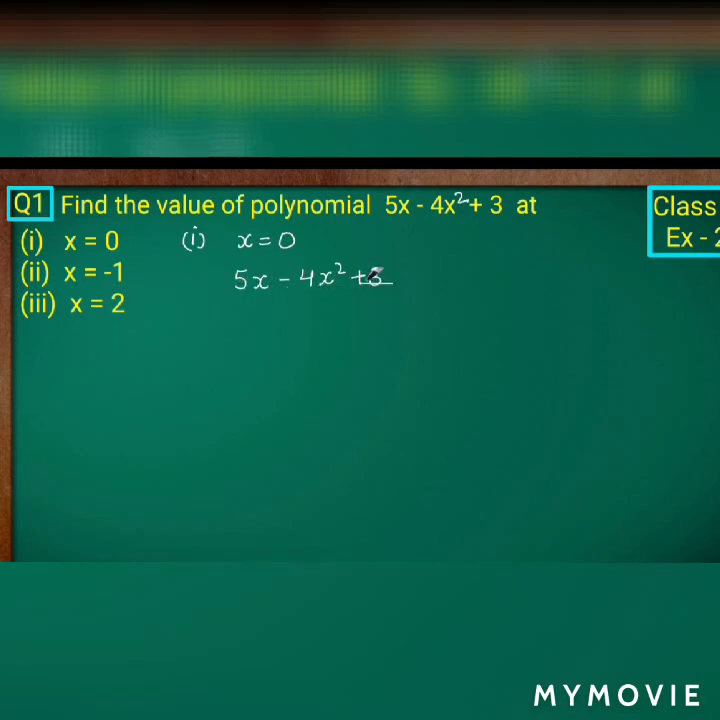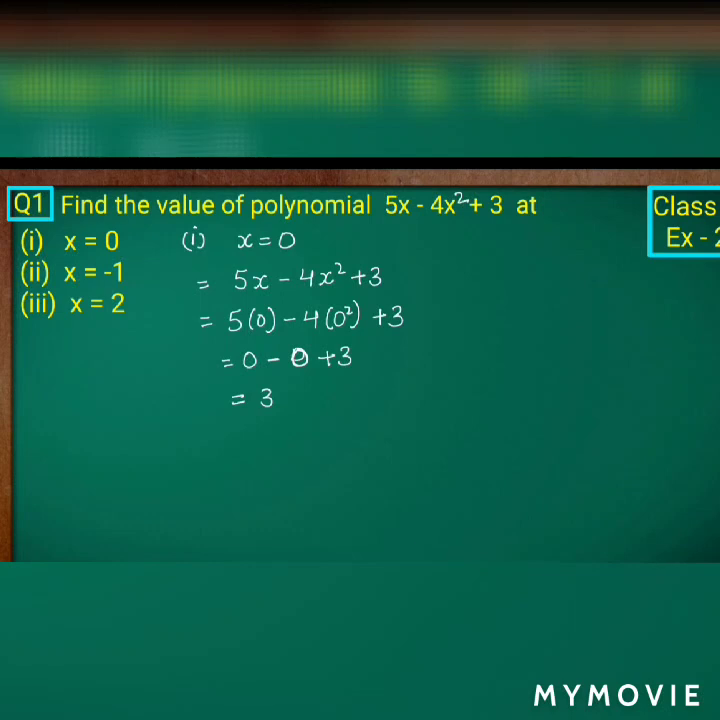I am just taking the first one, that is x equals 0. So the equation is p of 0 we have to take. Since p of x equals 5x minus 4x square plus 3, p of 0 will be 5 into 0 minus, in the place of x we have to put the value 0, 4 into 0 square plus 3. Obviously anything which is multiplied by 0 becomes 0, isn't it? 0 minus 0 plus 3. So we got the value of p of 0, that is p of x when x equals 0, the value 3.